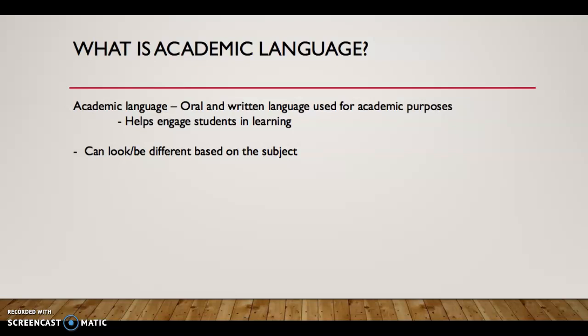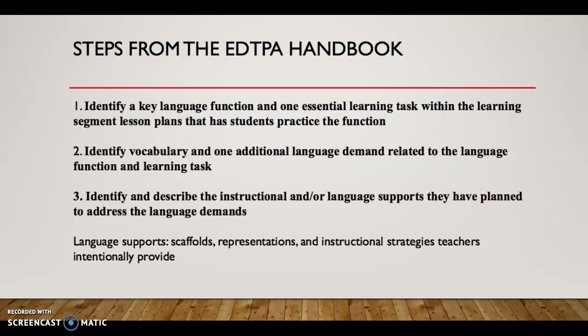From the teacher's point of view, it's important to understand the academic language so that you can teach your students to have a good understanding of that language and to use it in your classroom. So some steps from that EdTPA handbook. They have one, identify a key language function, one essential learning task within the learning segment lesson plans that has students practice the specific function that you choose.